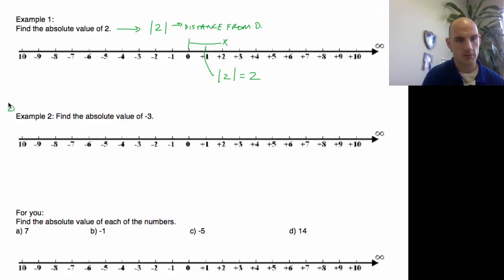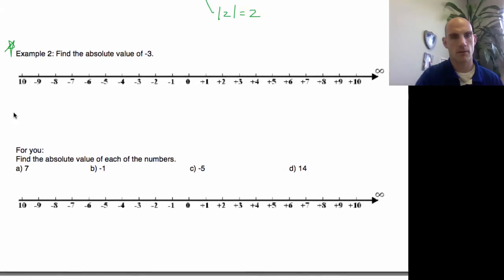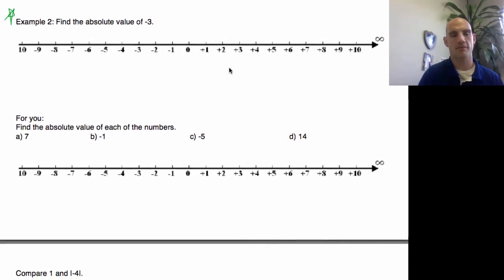Here's one for you. Try this one on your own. What'd you get? The absolute value of -3. How many steps from 0? It's 3 steps from 0. So if you got that one right, you're doing okay. The number of steps from 0, the distance from 0. Try these 4 on your own. We're not going to check them in this video.